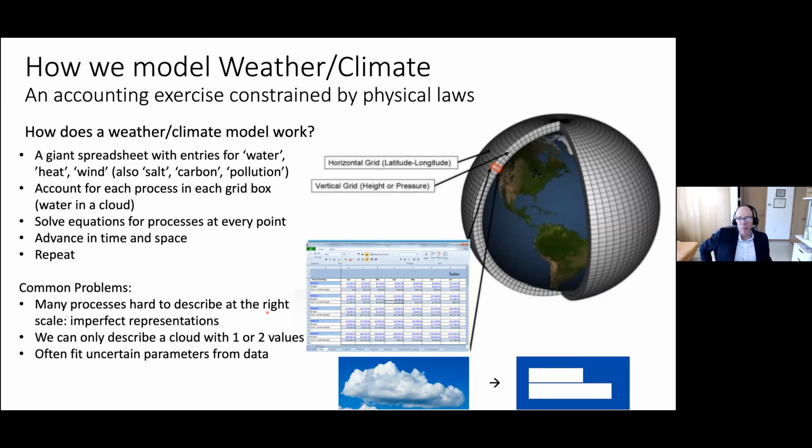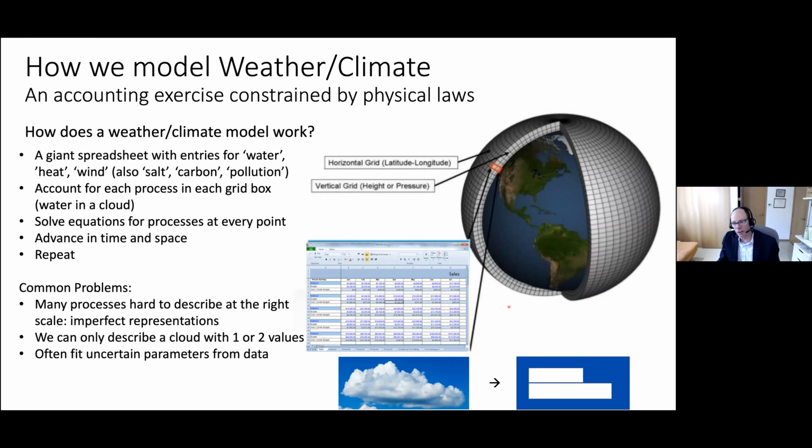So let's talk about how we model weather and climate, and then a little bit about how we model viruses. And then I'm going to get into uncertainty and how the uncertainty for both weather and climate and virus modeling works. The way to think about it, I usually explain how a climate model works, or a weather model, which is essentially very similar. I'll explain the differences in a minute: it's an accounting exercise constrained by physics.